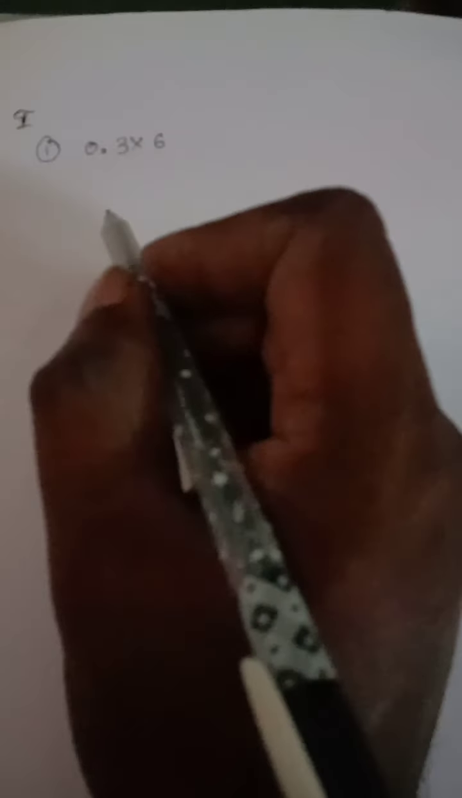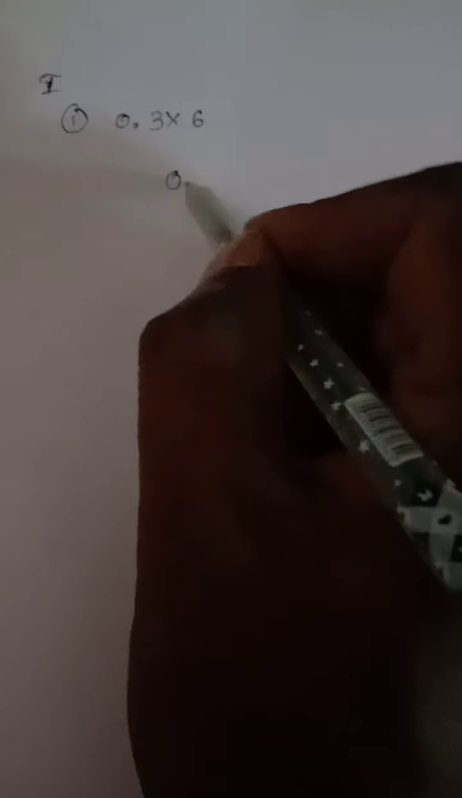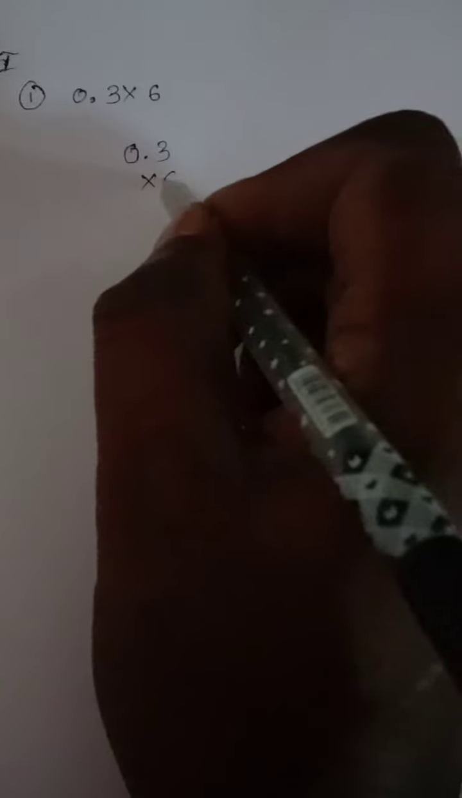0.3 into 6. How do we have to multiply? While multiplying, you should think that there is no point. After completion of the product, we need to think about the point. So while going to multiply, you should think that there is no point. So 0.3, you should think of it as 3, and multiply it with 6.